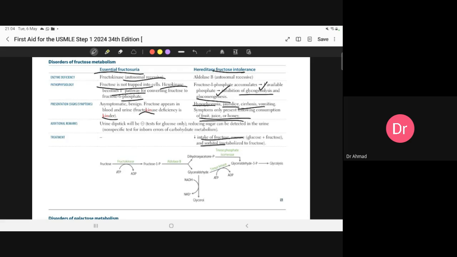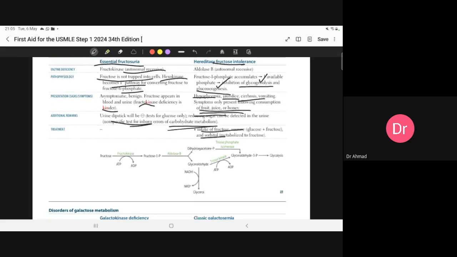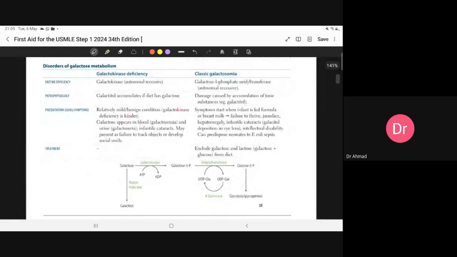And if you see reducing sugar, again it's very non-specific, because reducing sugar literally means it can be glucose, fructose, or galactose. It could be anything. So again, it is a non-specific test for detection of carbohydrate metabolism. So these tests you should keep in mind. They will always mention this in the question. After this, we have galactose metabolism.